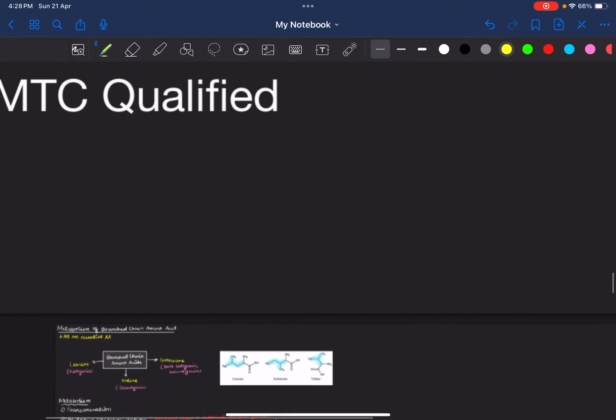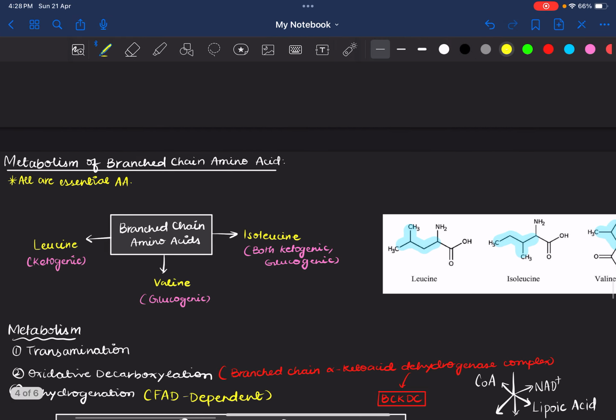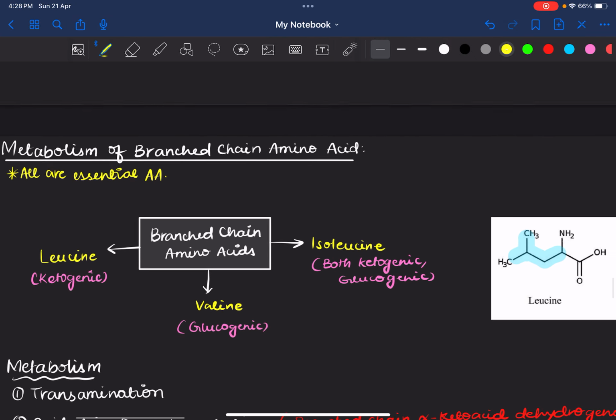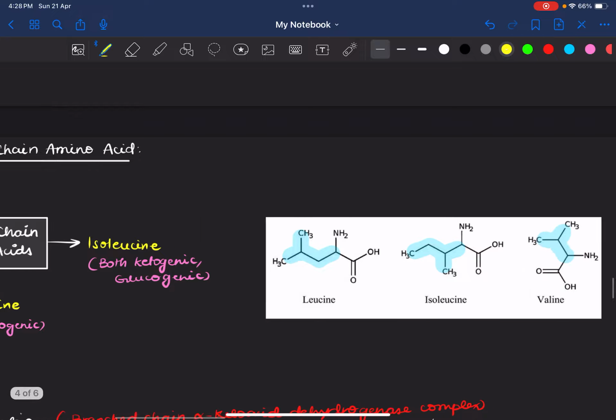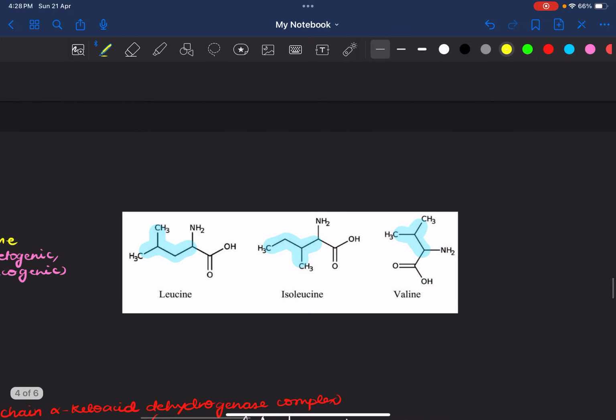So today we'll be discussing branch chain amino acid metabolism. Branch chain amino acids particularly refer to three amino acids: leucine, isoleucine and valine. So let us look into their structures. Leucine, isoleucine and valine, all of their side chains are going to have a branch. Over here I have marked the side chains, highlighted them in blue. We can see a methyl branch in valine and another branch in isoleucine as well as a branch in leucine. So that is why we refer to these amino acids as the branch chain amino acids.